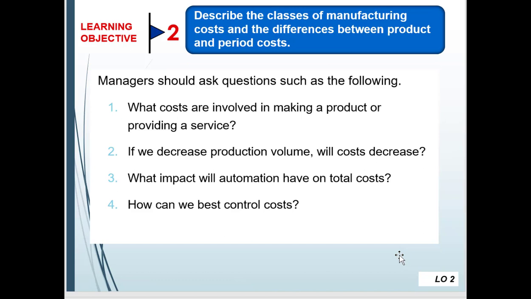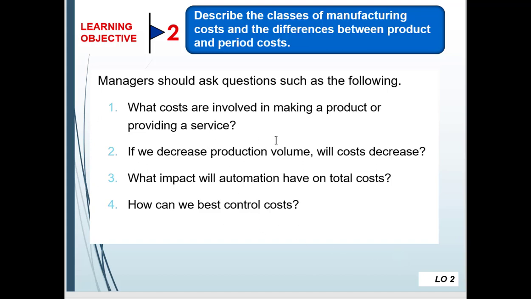So what kind of classes of costs are we talking about in manufacturing? We need to ask some very basic questions. What costs are involved in making a product or providing a service? You know, we make furniture. How much wood does it take to make a furniture? How many hours does it take in labor to do the different aspects, right? We need to have somebody cut the wood. We need to have somebody construct the thing. We then have to have somebody put varnish on it, right? Make it look pretty. What are all those costs?